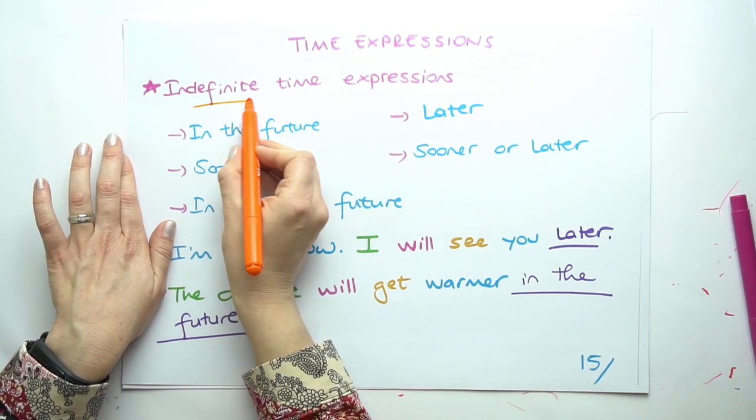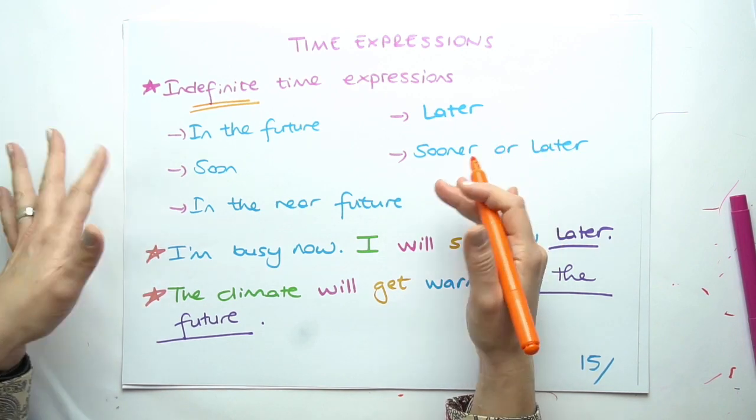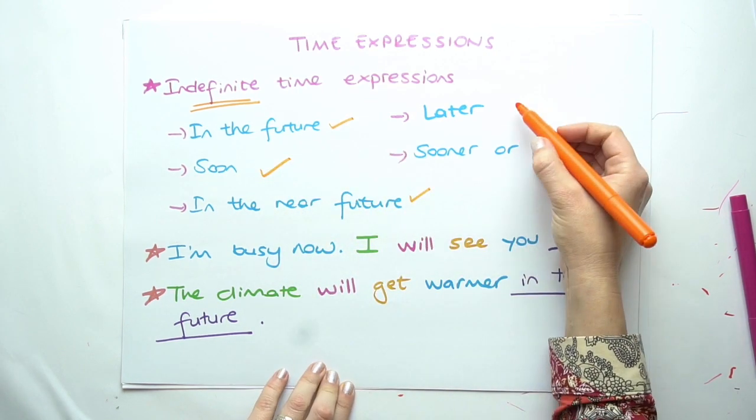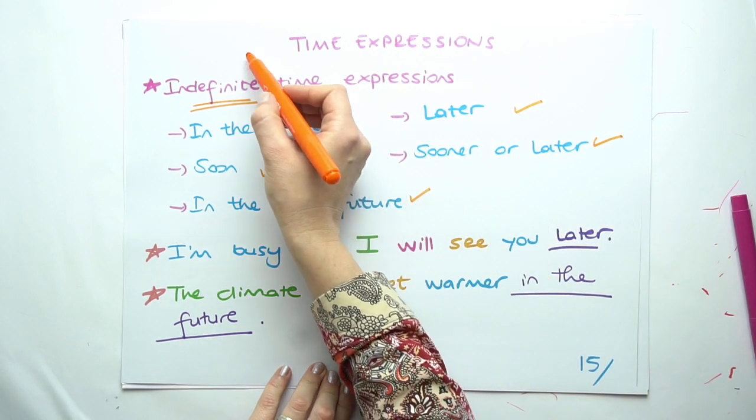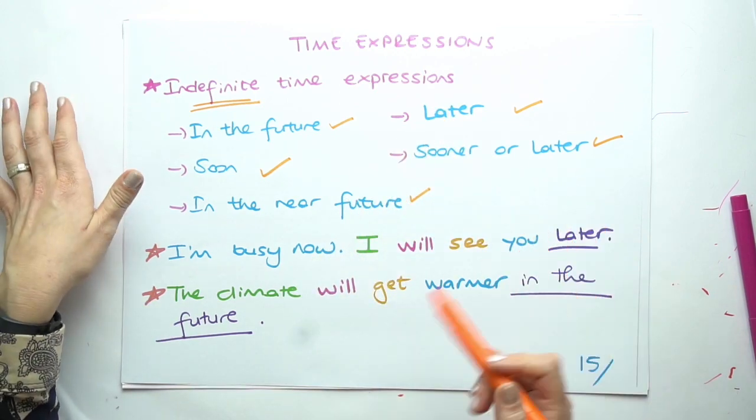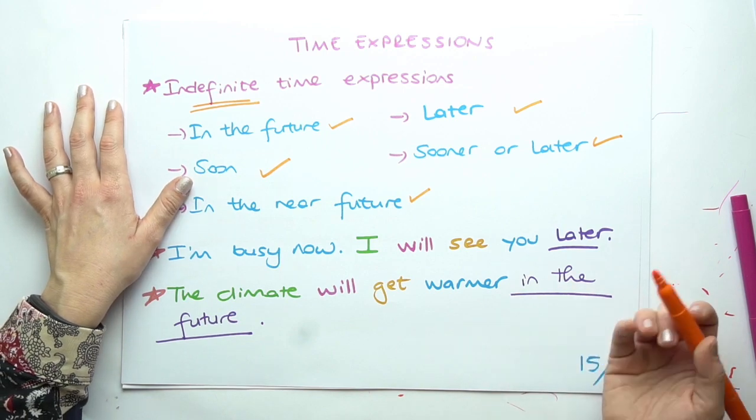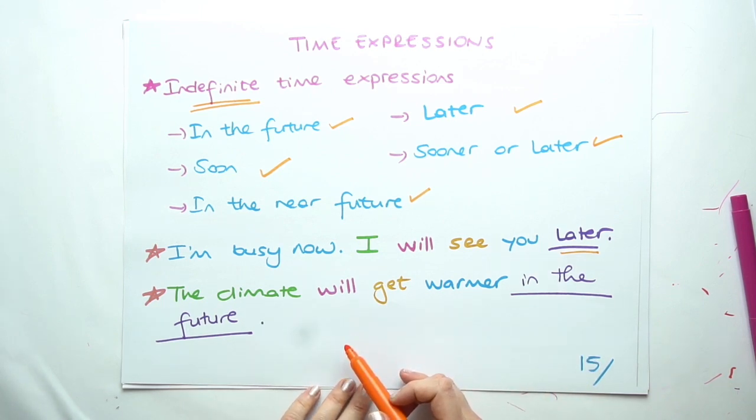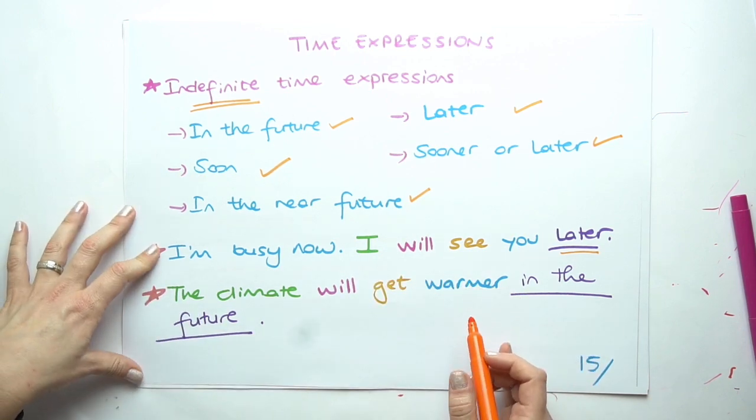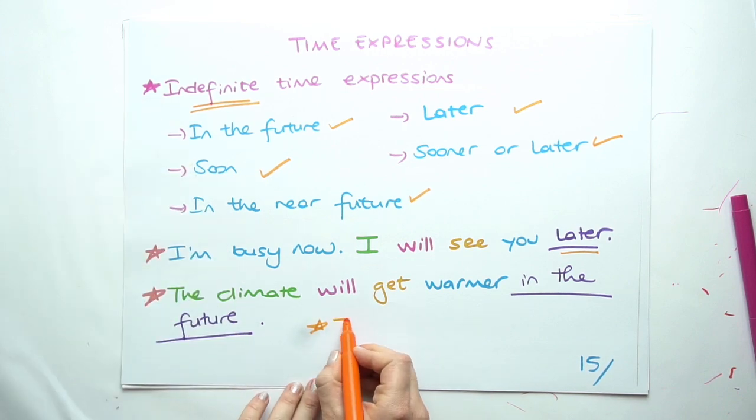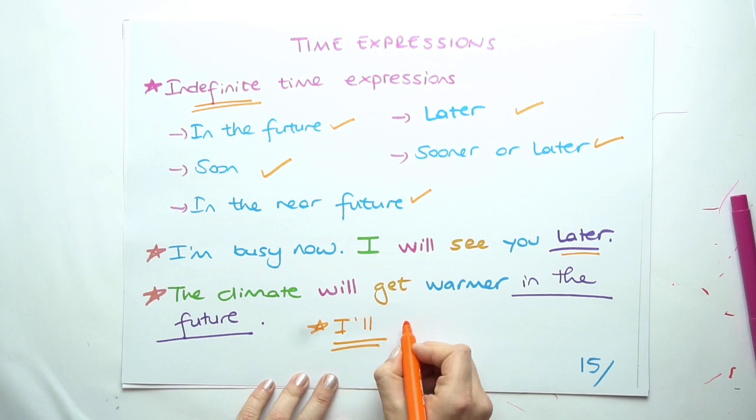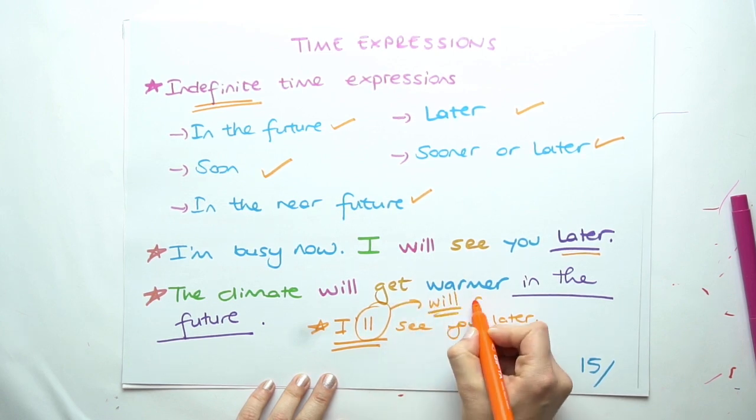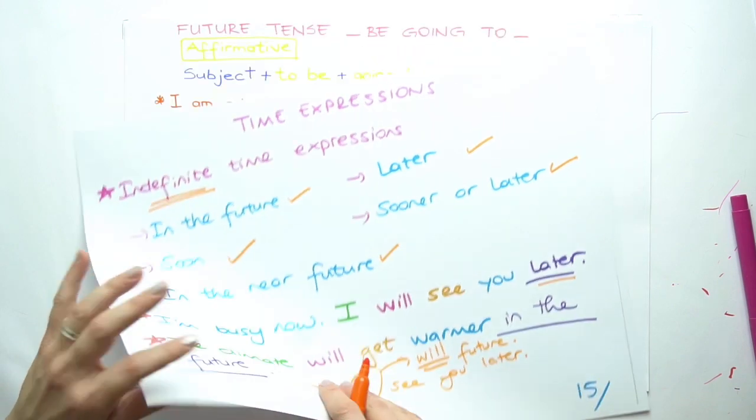Time expressions for indefinite time. Indefinite time expressions are different from the definite time expressions. For these, we can use in the future, soon, in the near future, later, or sooner or later. These are indefinite time expressions that we use for future tenses. For example, I'm busy now, I'll see you later. Later is an indefinite time expression. The climate will get warmer in the future. In the future is an indefinite time expression. Also, we should note that in short version, we can use I'll just like this. I'll see you later. This gives me the idea that we're using will and future for our sentence.